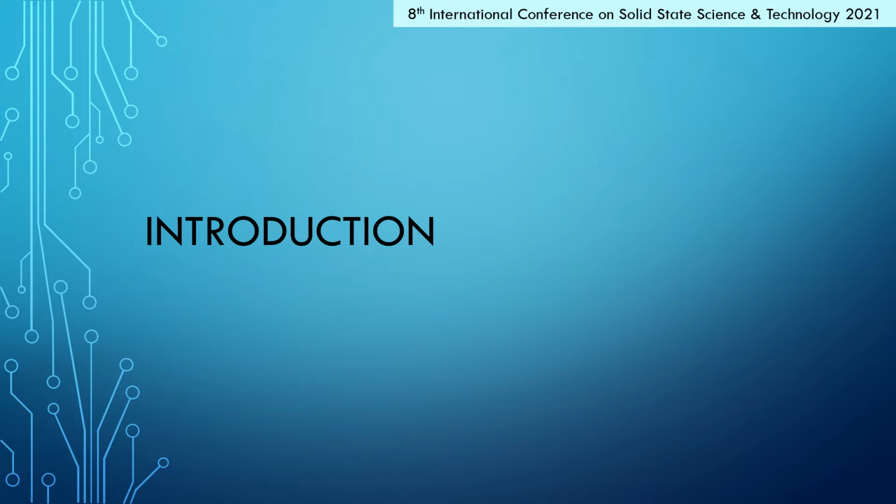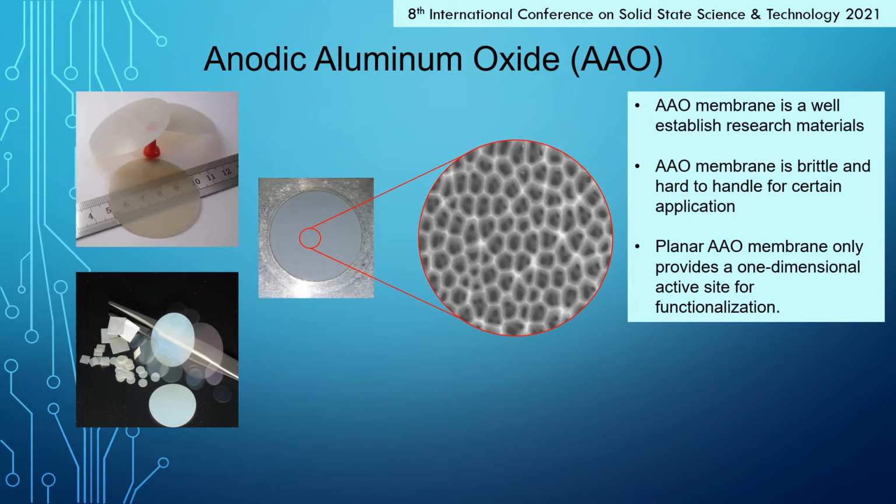Introduction. AAO, which is short for anodic aluminum oxide, is a self-organized material. A high density of arrayed nanopores forms its honeycomb structure. The parallel nanopore dimensions, such as inner and outer nanopore diameter, nanopore length, and thickness of barrier layer, can be controlled by adjusting the parameters during the electrochemical anodization process.